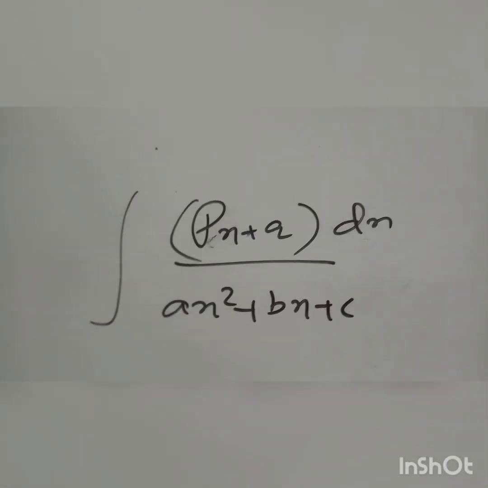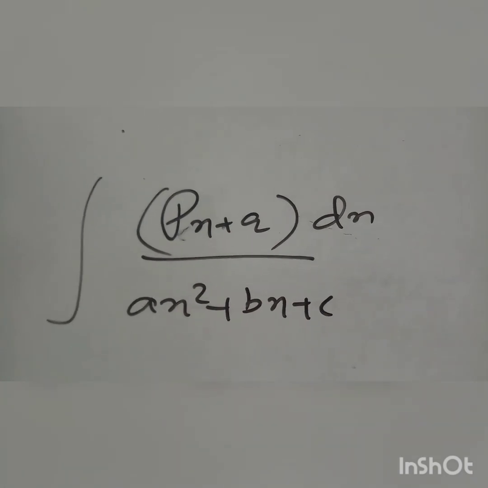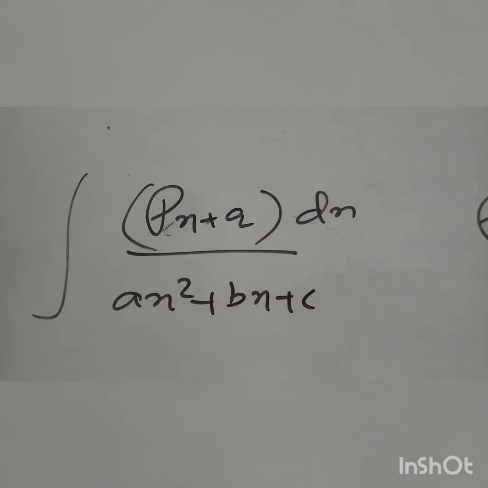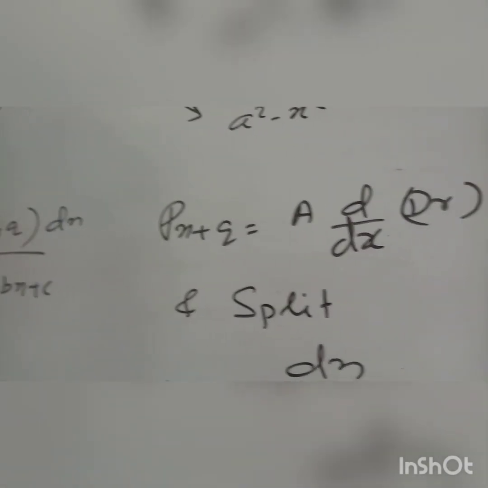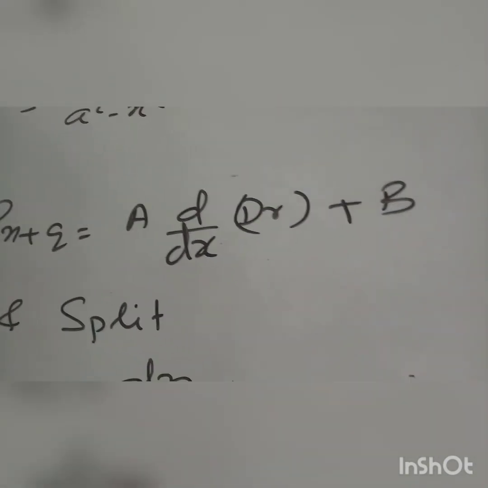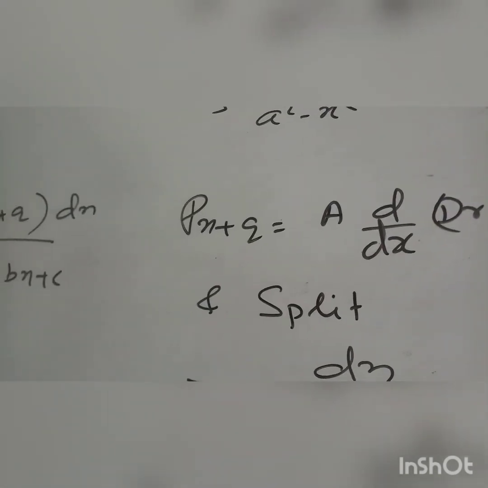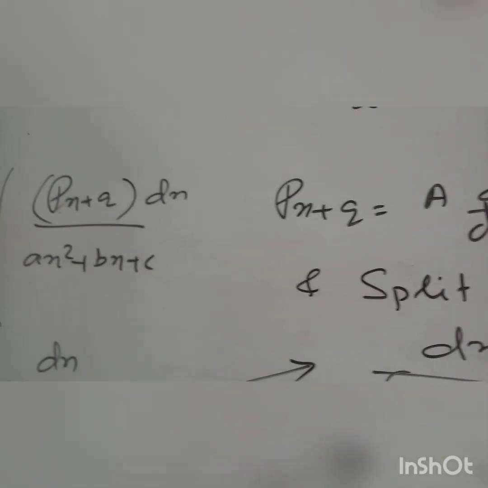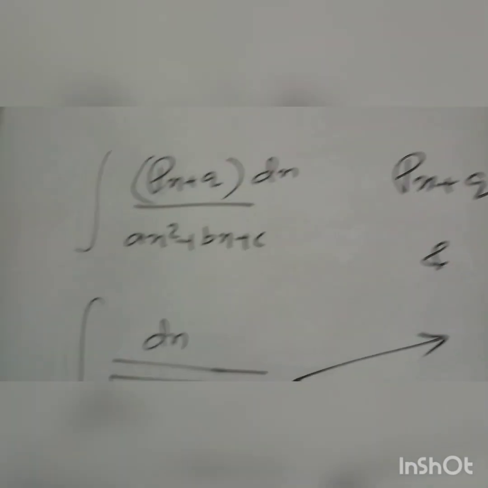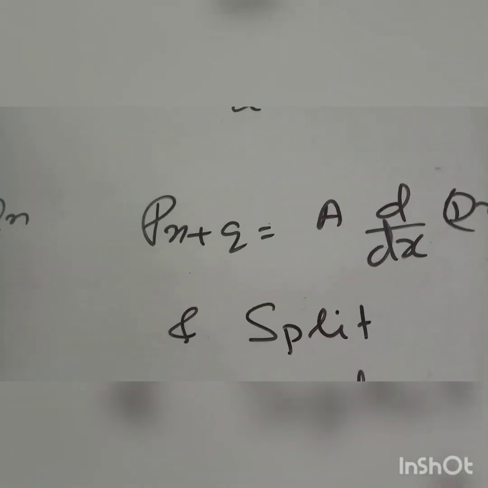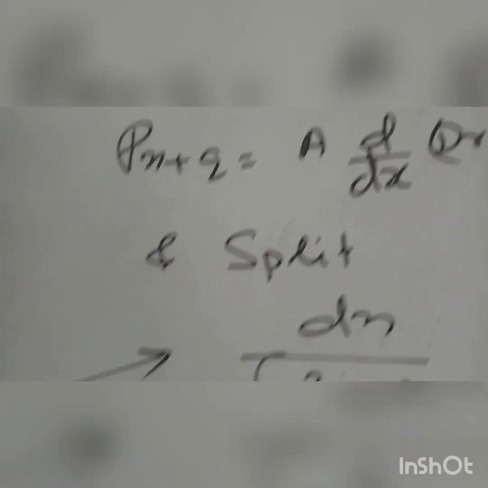And the second type is the integral of linear by quadratic, that is (px + q) dx by x² + bx + c. Here you put the numerator px + q as a into the derivative of the denominator plus b. Find a and b, split the numerator and solve using any one of our previous results. In this case the first part is always log of denominator, a constant into log of denominator.